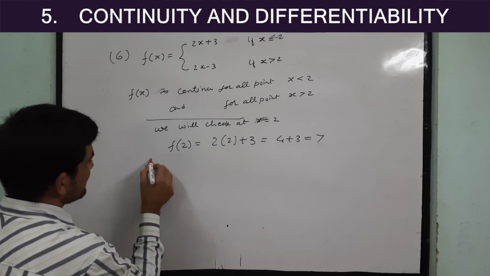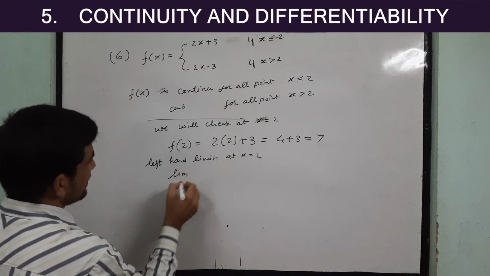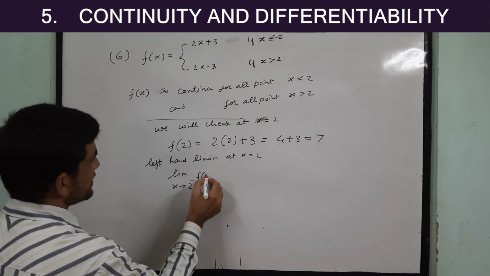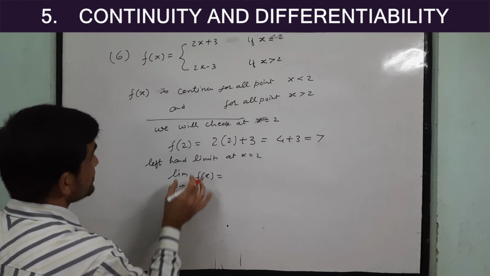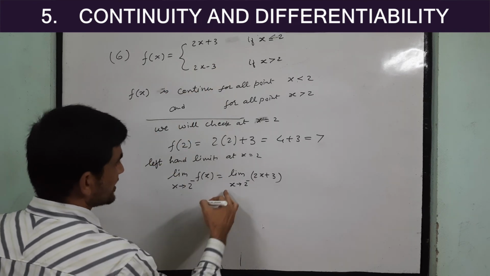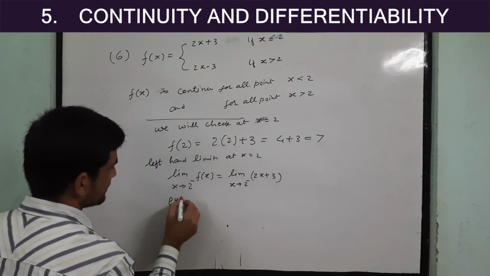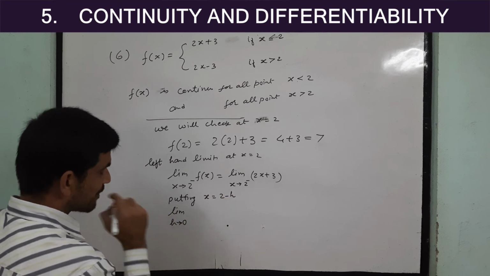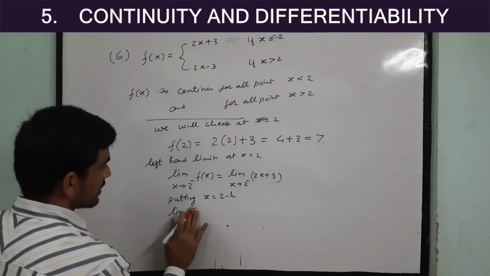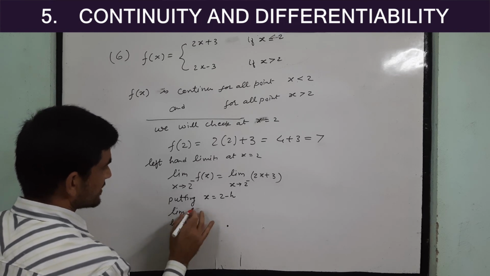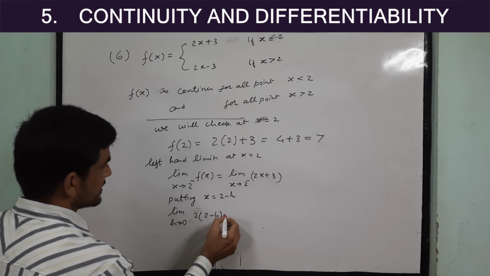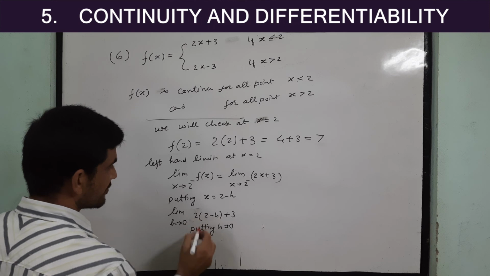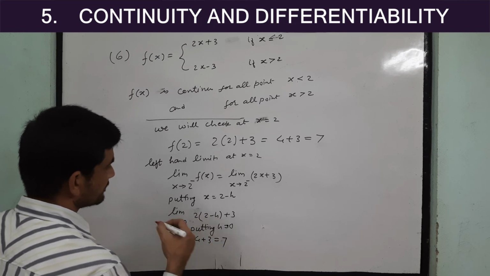And the left hand limit, limit x tends to 2 from slightly less than 2 of f(x). For less than 2 it is defined as 2x plus 3, and to solve this, we have to put x equal to 2 minus h, h tends to 0, so 2 times (2 minus h) plus 3. When you put h equal to 0 here, we will get 4 plus 3, 7.